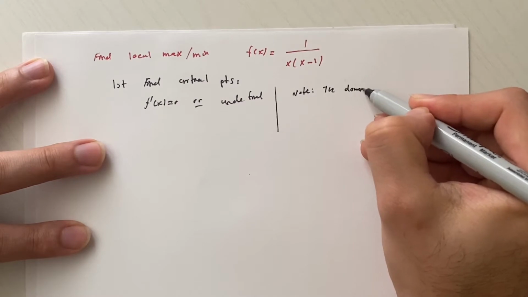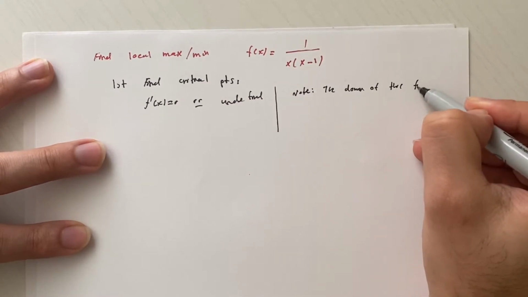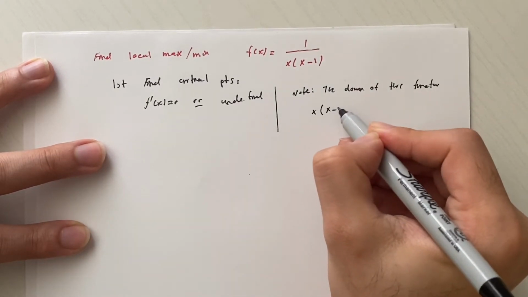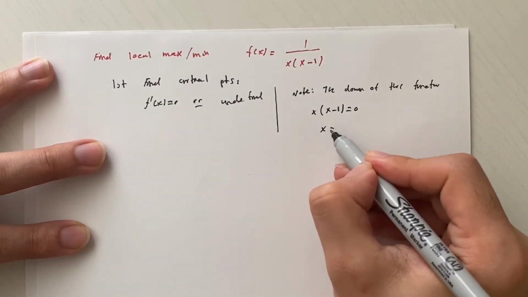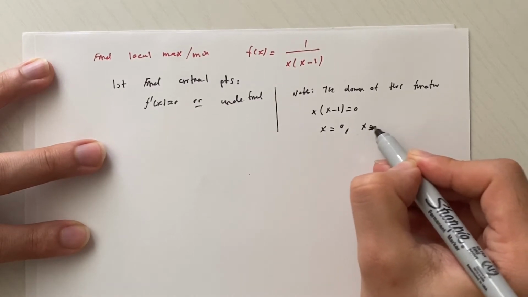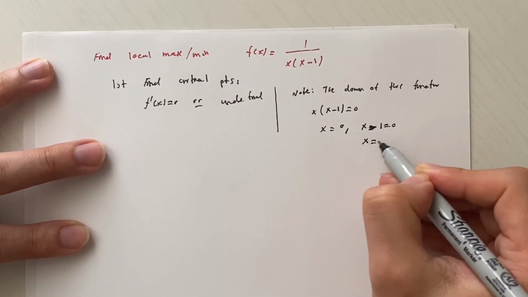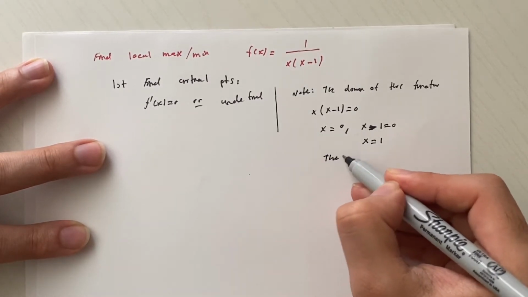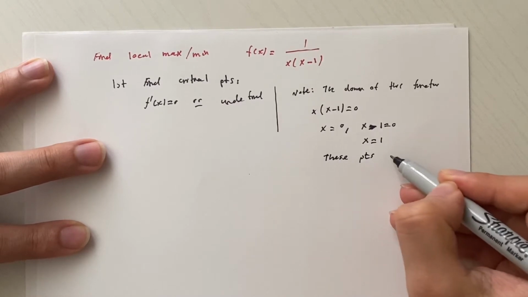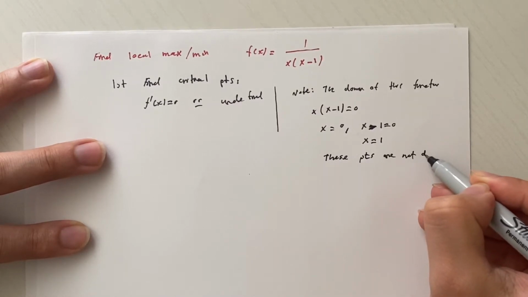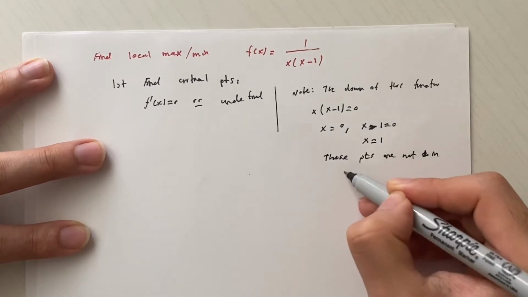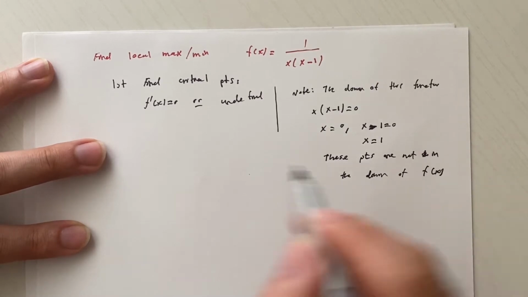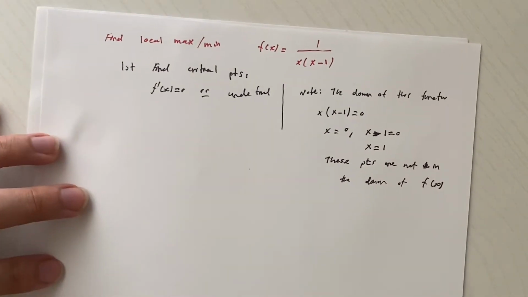Notice that f of x here is a fraction, so we have to care about the domain of that function. It's going to be undefined when the bottom is 0. That's at x equal to 0 and x equal to 1. At these points, again, the function is not defined, and therefore these points are not in the domain of f of x.